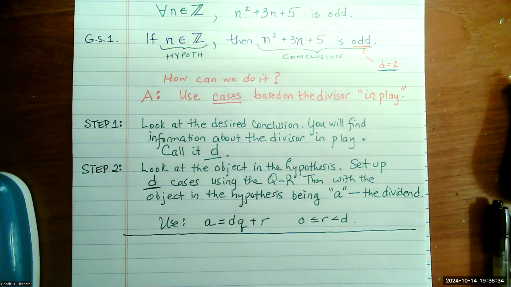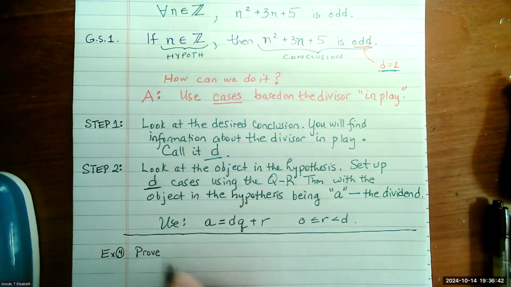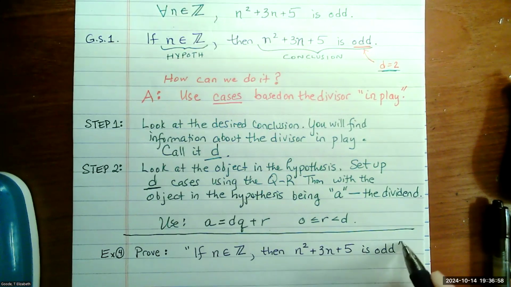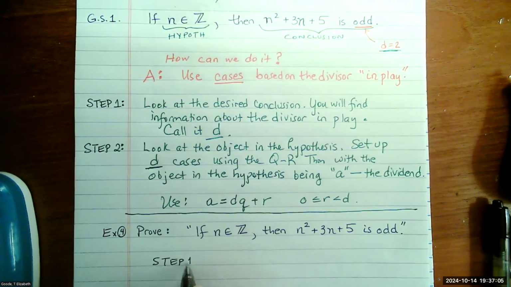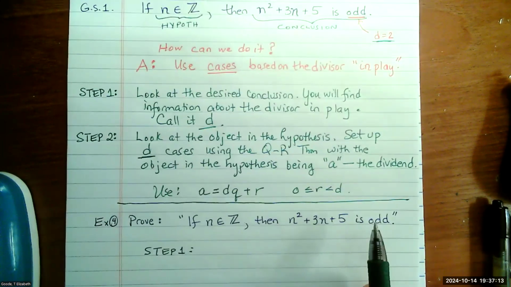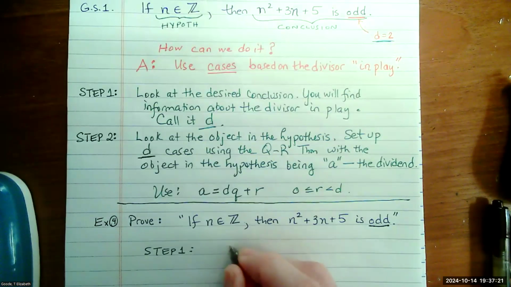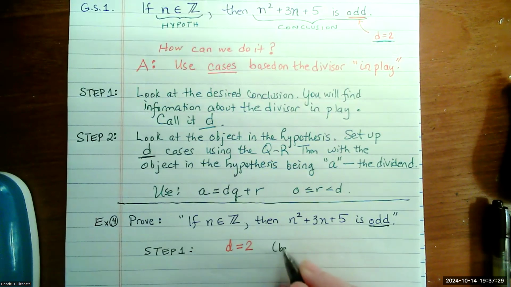So we're going to call this example 4. So let's prove the following. If n is in Z, then n squared plus 3n plus 5 is odd, okay? All right, so let's do step 1. We look at the conclusion, and you will find information about the divisor. When the conclusion says you want to prove something is even or odd, that tells you the divisor D is 2. It's 2 because we want to show something is odd.